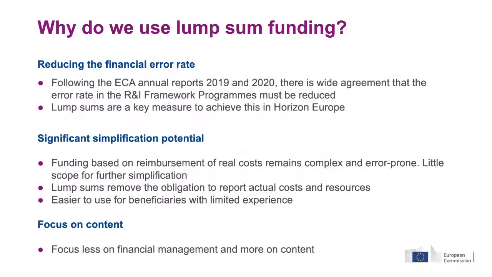Let's get started. So why do we use lump sum funding in the first place? Well, overall, the main reason is that actual cost funding is rather complex and error prone. And we've had for many years a very high error rate in Horizon Europe. And that situation isn't currently changing a lot because we have, for the most part, still been using actual cost funding. So there's wide agreement that lump sums could be something to address this. The effect of that will, of course, take some time to materialize, but we are on a good path.